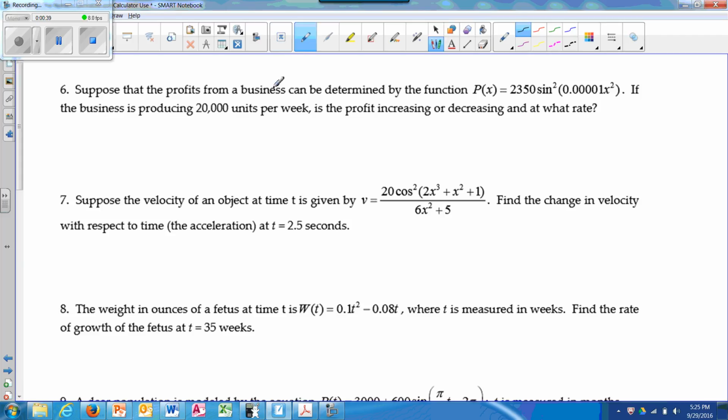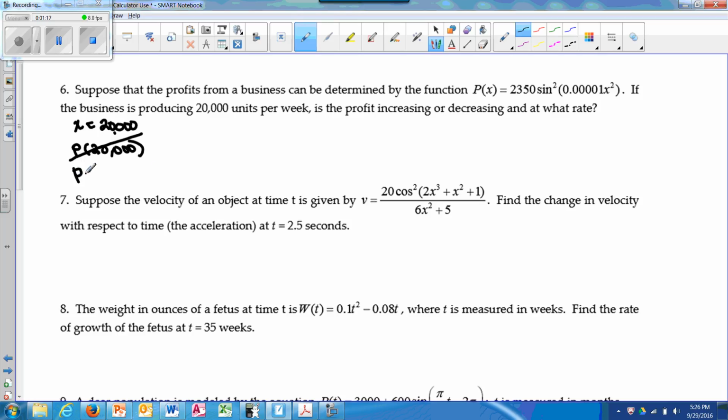Okay, so starting with number 6. Suppose that the profits from a business can be determined by the function p of x equals 2,350 sine squared of 0.00001 x squared. If the business is producing 20,000 units per week, is the profit increasing or decreasing, and at what rate? So basically that's saying that x is equal to 20,000 units.